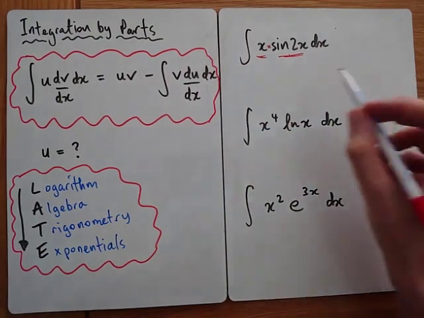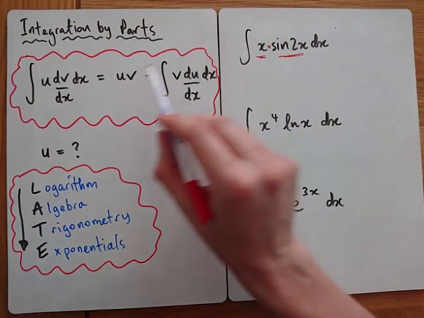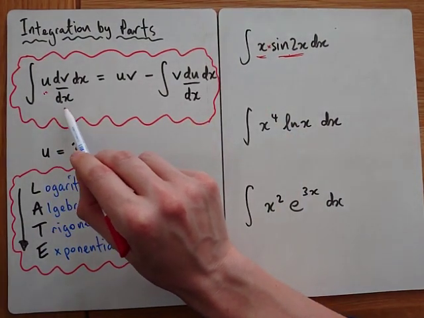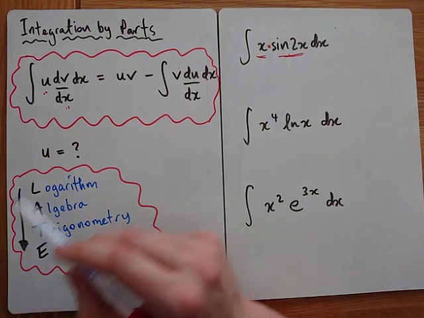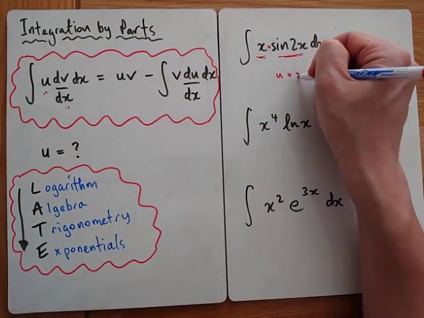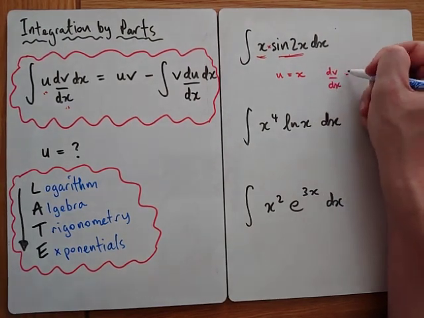We have to look at this and realise that it's going to be an integration by parts question. So what we're doing when we start integration by parts, this integral is actually the left hand side of our formula. Part of it we're going to call u, and part of it we're going to call dv by dx. So in this situation, u would equal x and dv by dx would equal sine 2x.